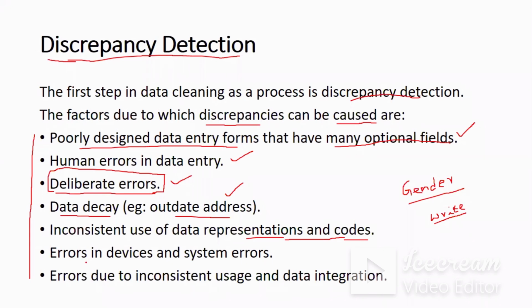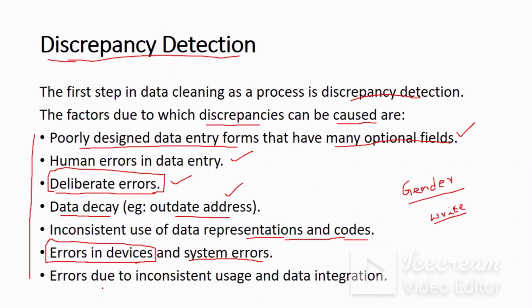Next come errors in the devices that we use to take input. There might be errors in the devices we take input from, the sensors that we use, the biometric machines that we use. These might have some errors, and system errors in case of any errors in the system can also be a reason for discrepancies in the data.